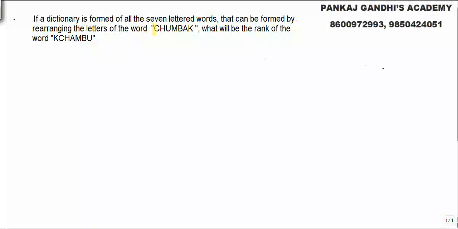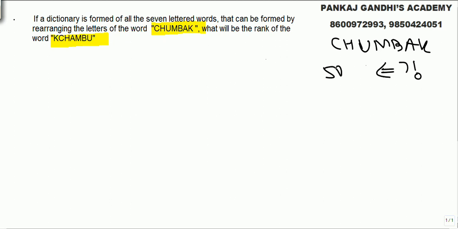We're forming a dictionary only by using the letters of the word CHAMBUK. What will be the rank of this word, KCHAMBU, that we want to find? Now, what we know is that 7 things at 7 places can be arranged in 7 factorial, the value being 5040.